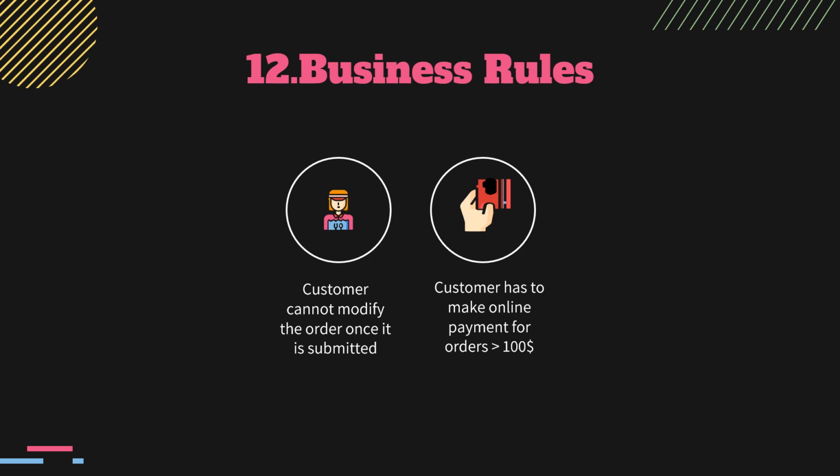Section 12, Business Rules. This is a list of statements that the project requirements must follow. They are the constraints that the business requirements are bound by. Outlining these ensures that the project is fully compliant once complete. In our example, I have listed 2 sample business rules. Rule number 1. Customer cannot modify the order once it is submitted. Rule number 2. Customer has to make online payment for orders greater than $100 as part of risk mitigation. In our case, the customer does not pay cash on delivery.